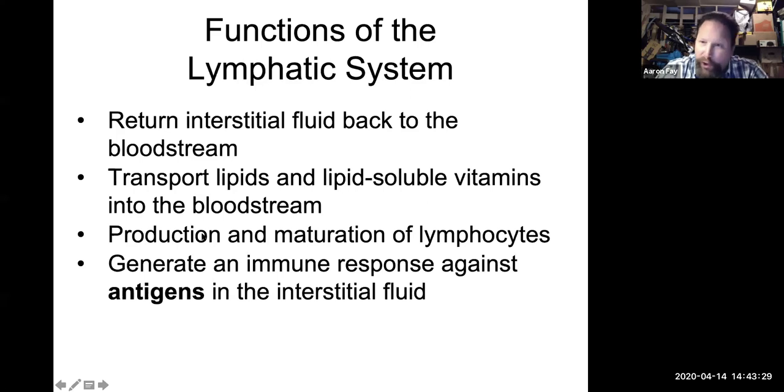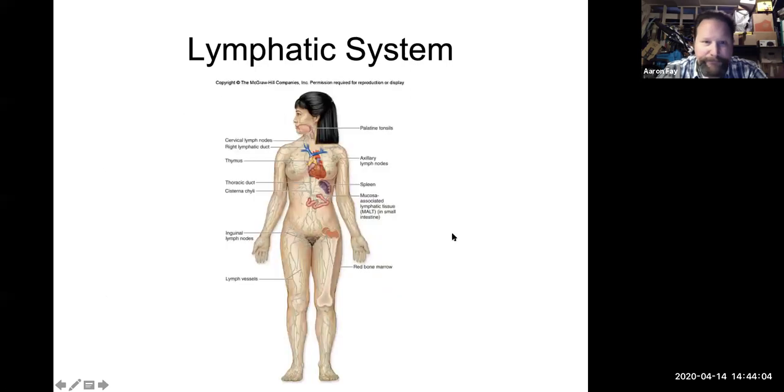So the third point here is the production and maturation of lymphocytes. These are specific white cells that help protect us from infection. We'll talk about those a little bit. And to generate an immune response against antigens. Remember, an antigen was a compound that provokes an immune response. So the lymphatic system of vessels brings the fluid, which contains the antigens floating in the interstitial fluid, to the white cells of the body, who then deal with the situation.